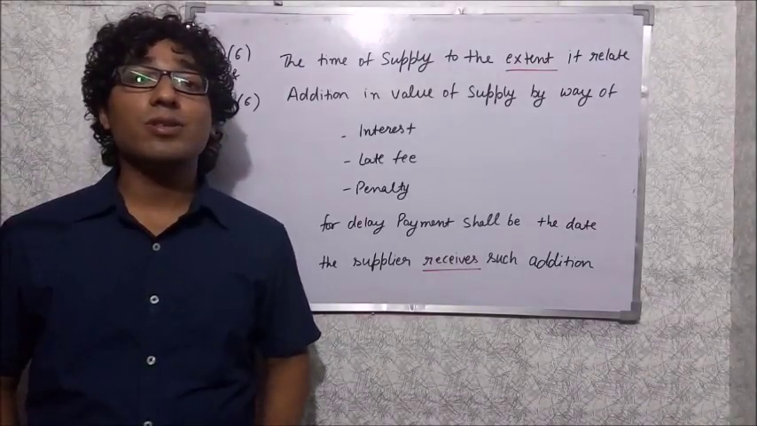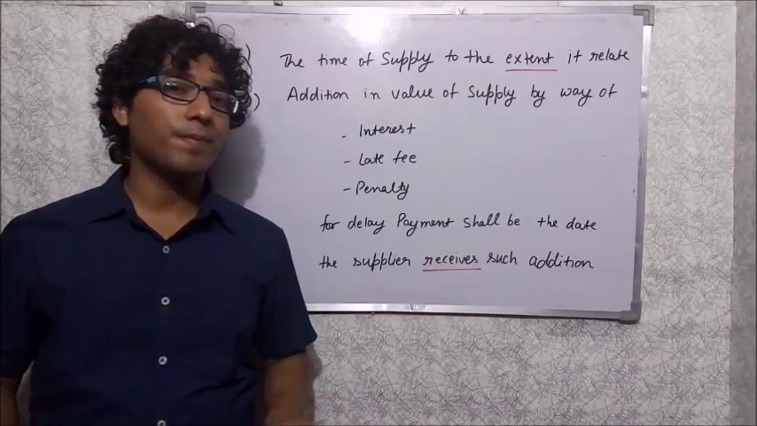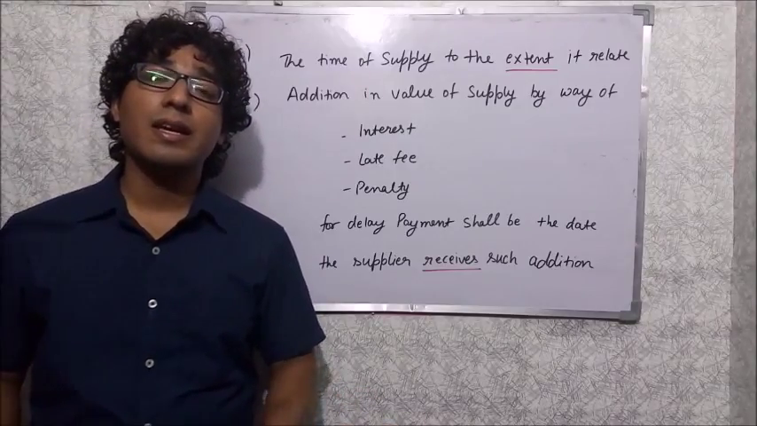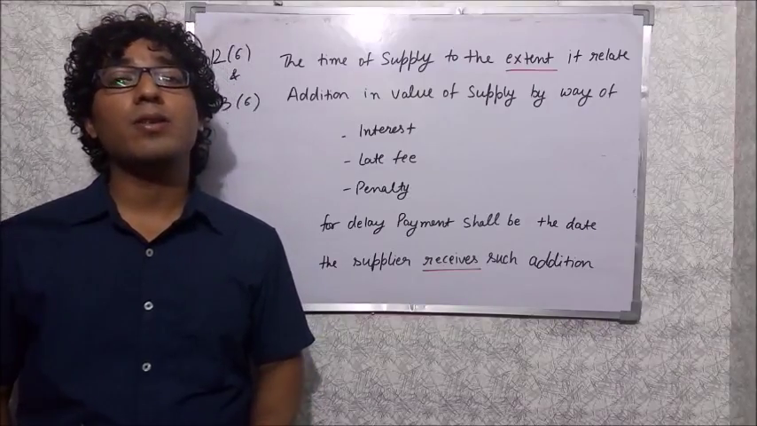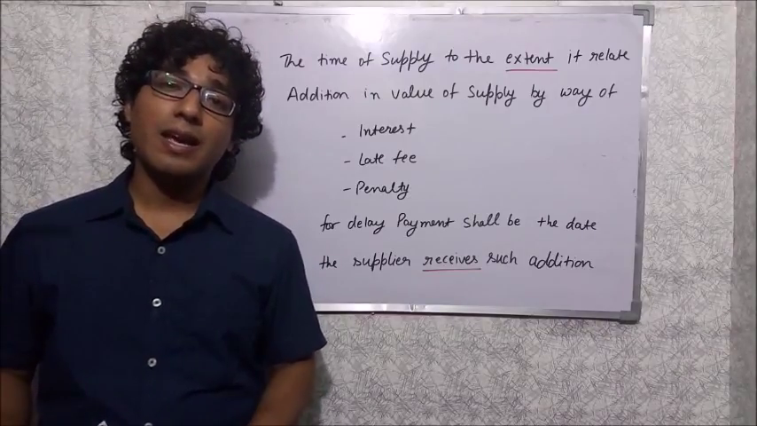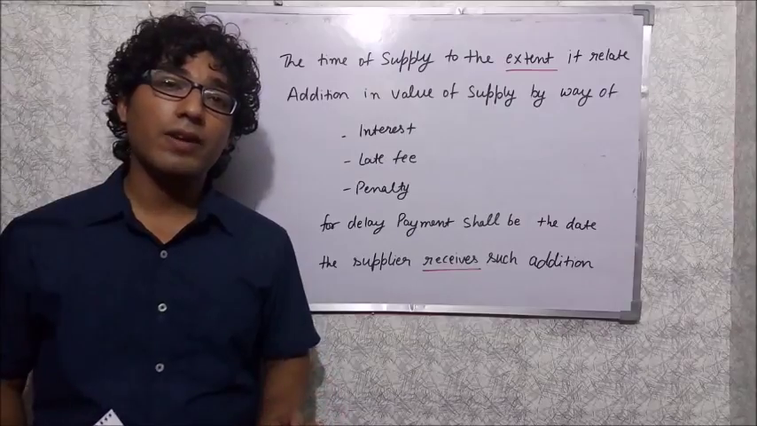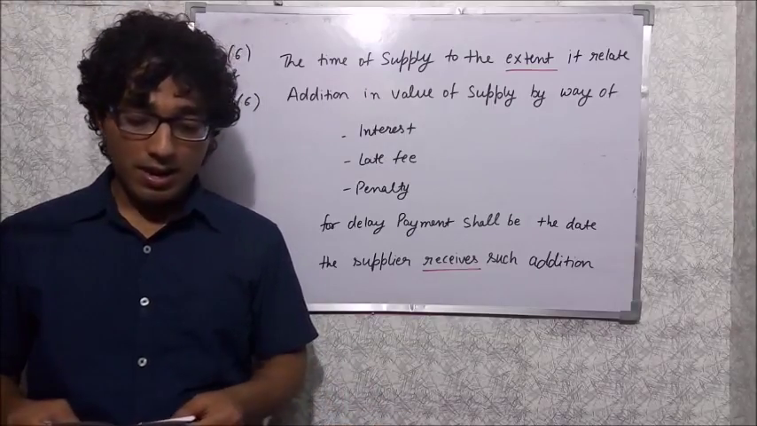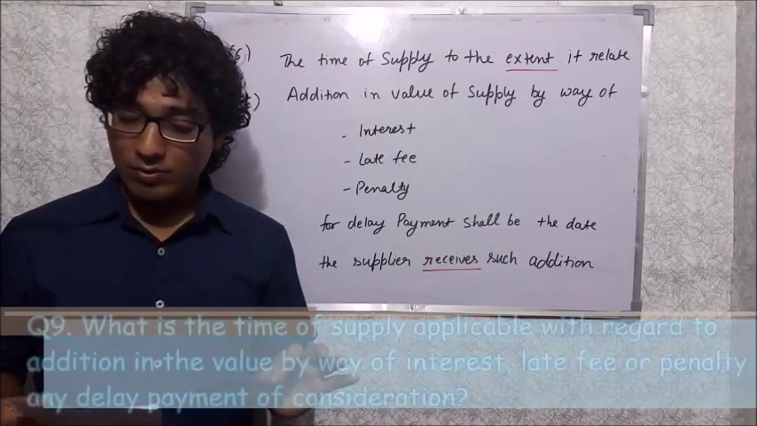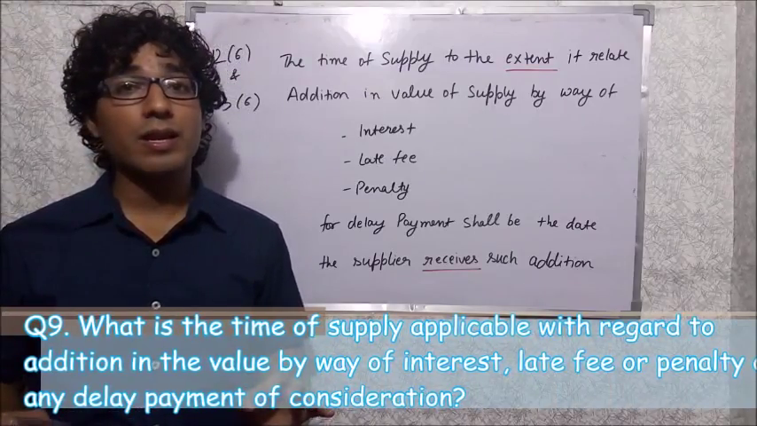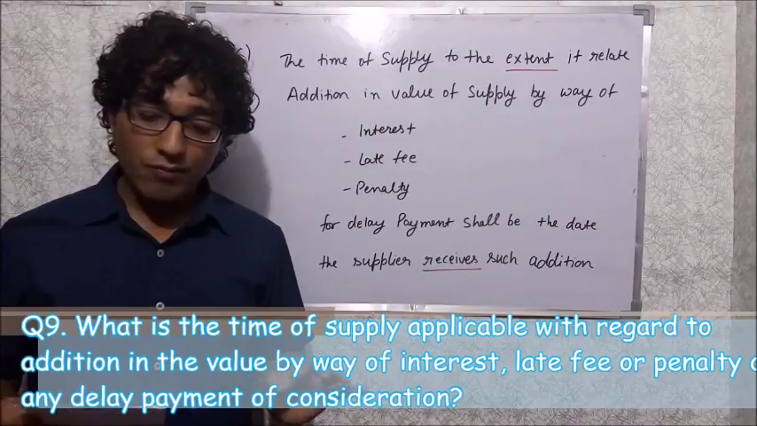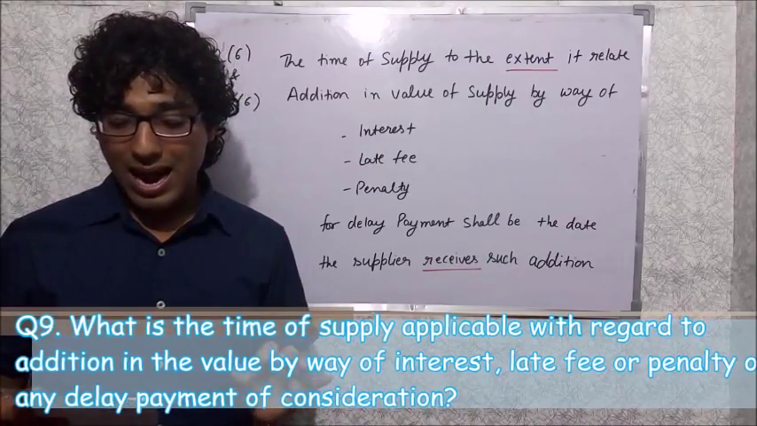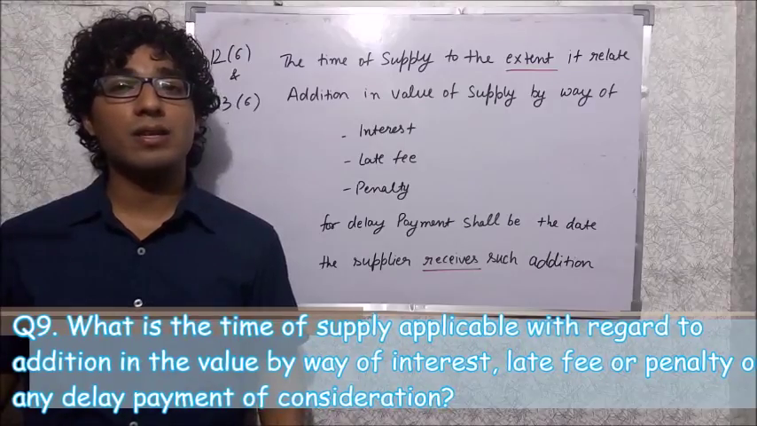And this is our last question. With this we will wrap it up, and the question is relating to the time of supply of goods or services in case of delayed payment of consideration, in case of late fees, interest, penalty, etc. for delayed payment of consideration. And the question is, what is the time of supply applicable with regard to the addition in the value by way of interest, late fee or penalty for any delayed payment of consideration?